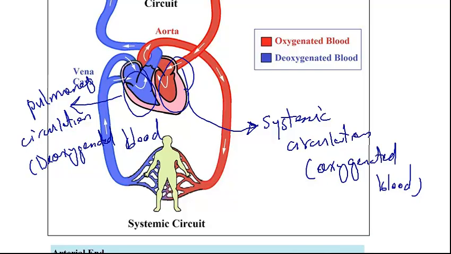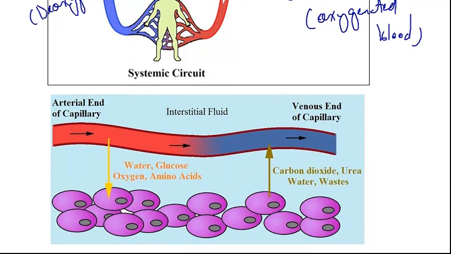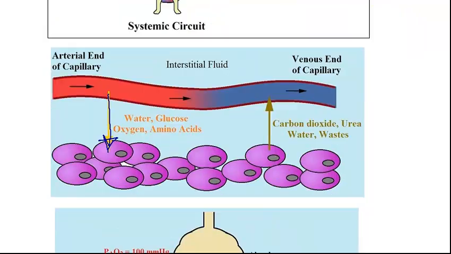Right, and now regarding the nutrient and gas exchange, capillaries are only made of a thin layer of endothelial cells. They allow water, glucose, oxygen, and amino acids to enter the tissues, and then the waste products like carbon dioxide, urea, and water can re-enter the capillaries, and via the veins they return back to the heart.